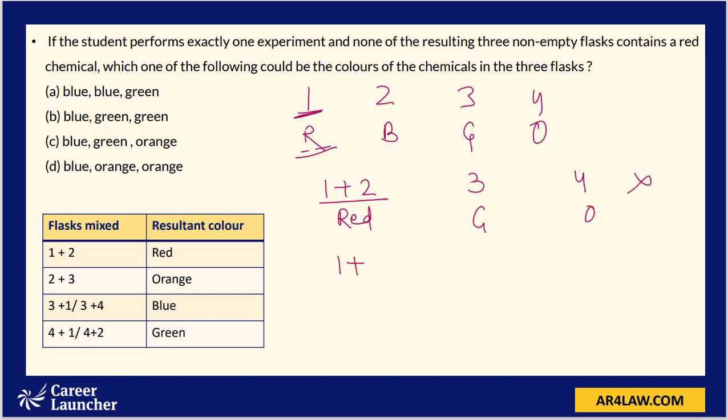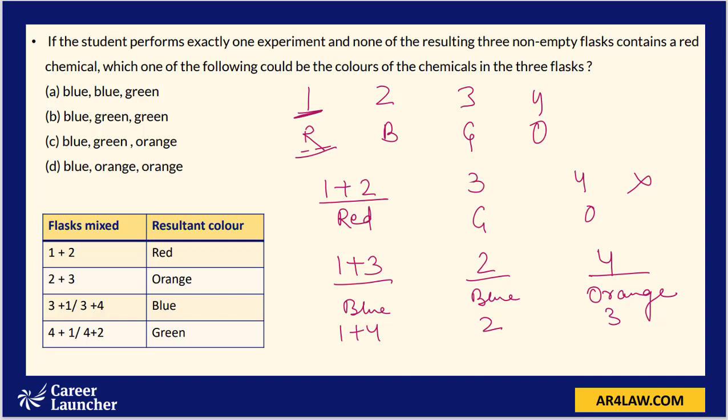When I mix 1 with 3 and keep 2 and 4 as they are, when I'm mixing 1 with 3, I'll get a blue, 2 again has a blue, and 4 had an orange. But is there any option with 2 blues and 1 orange? Actually not. So mixing 1 with 4 and keeping 2 and 3 as they are, 1 with 4 would have given me a green, 2 is already a blue, and 3 is green. So 2 greens and 1 blue. Yes, we can see that in option B. So that's how we will do it.